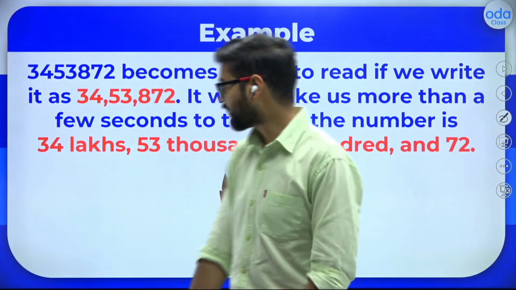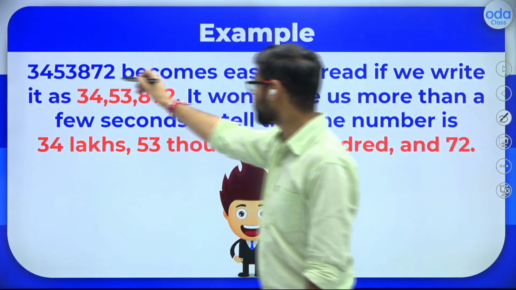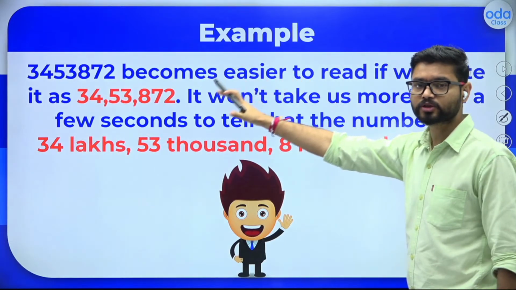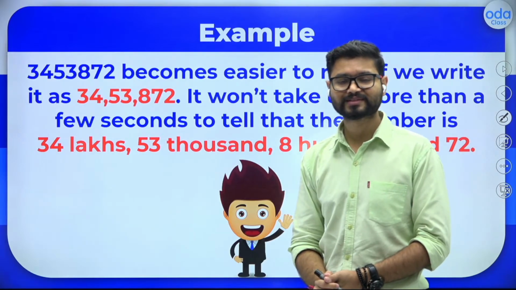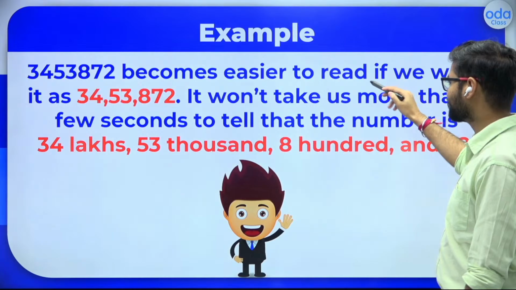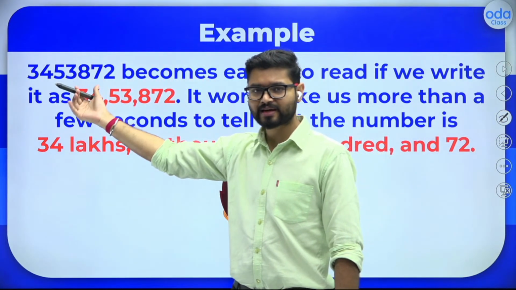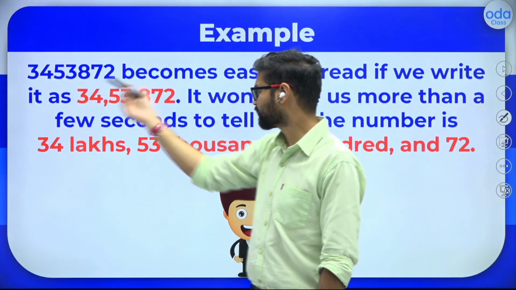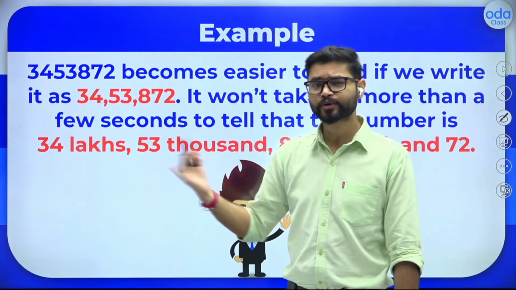A quick recap: we have learned that bigger numbers like this become difficult to read, write, and represent. With the help of the system of numeration, even a big number becomes easier to read if we write it like this. If I represent the same number like this, it becomes easier for me or for anyone to read.